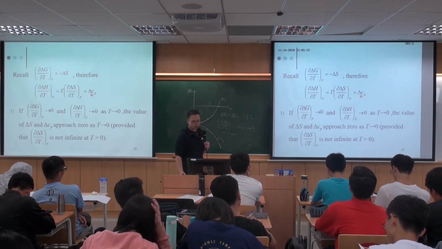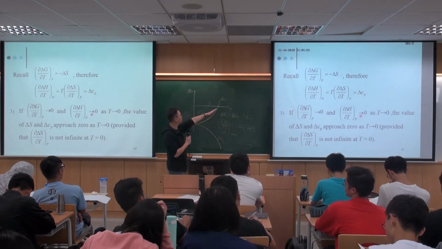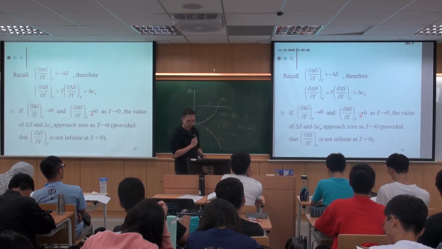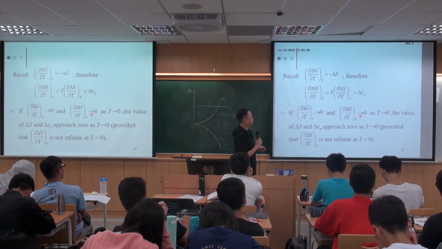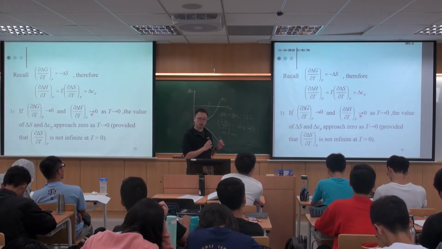So if these are all going to 0, that's based on the experiments. So these two trends were found experimentally. Therefore, we know that delta S and delta Cp should both approach 0 as t approaches 0.